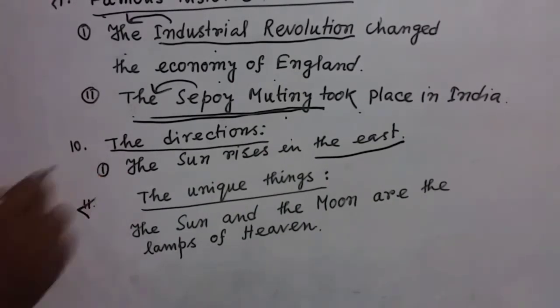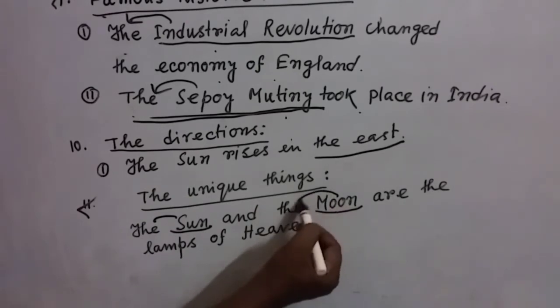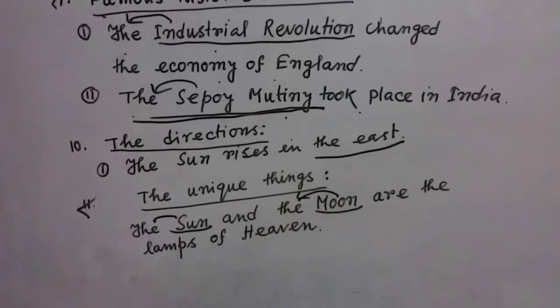And in the 11th one you can see the unique things. That means before the unique things we have to use the term the. You know my dear friends, just like these: sun, moon, universe, polar star, all these are unique things. So before these unique things we have to use the term the. Here we have written the sun, here we have written the moon. So my dear friends, the sentence is: The sun and the moon are the lamps of heaven. Here before the unique things we have used the term the.